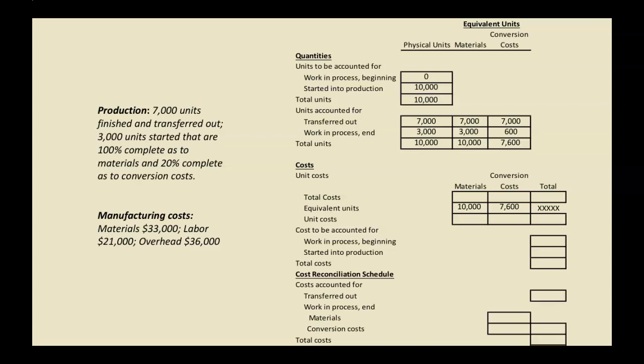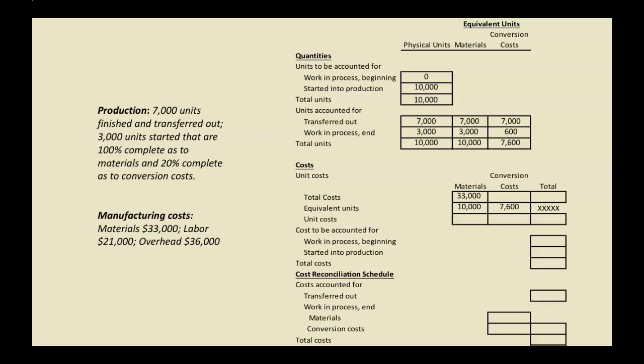So that top portion is all about number of units, right? Now we're moving into the cost section. So this has to do with money, right? How much did our materials cost? How much did our conversion costs cost? So our materials, we were told that those were $33,000. So we can just throw in the 33,000 there.